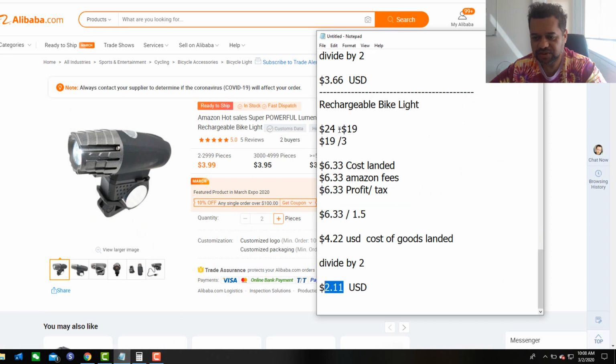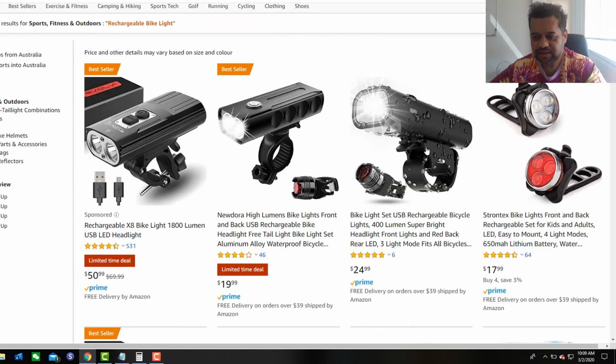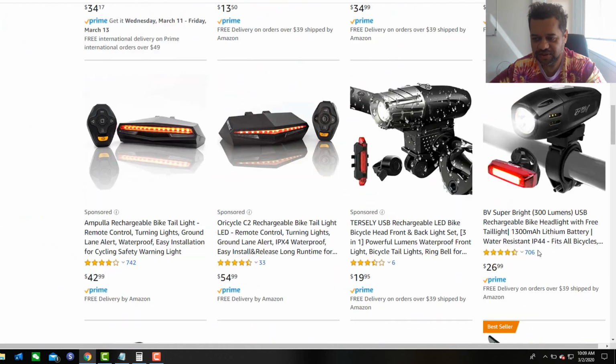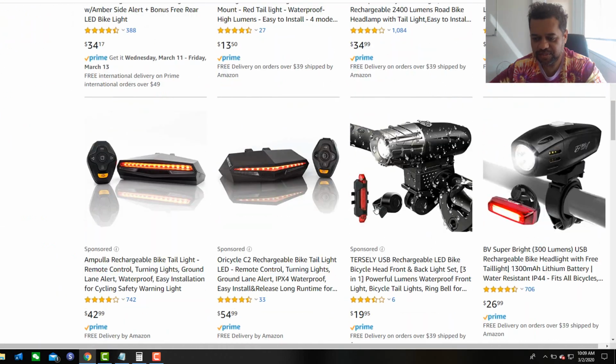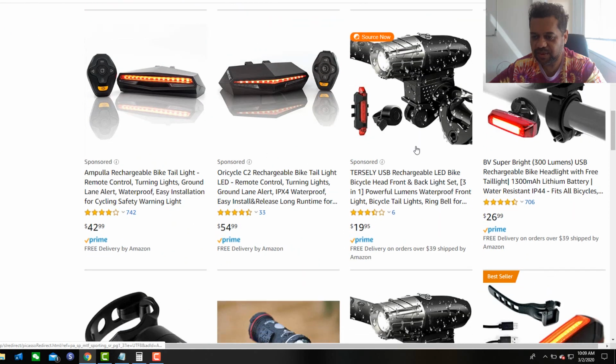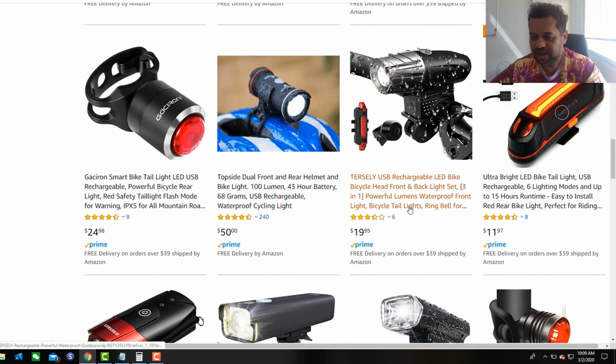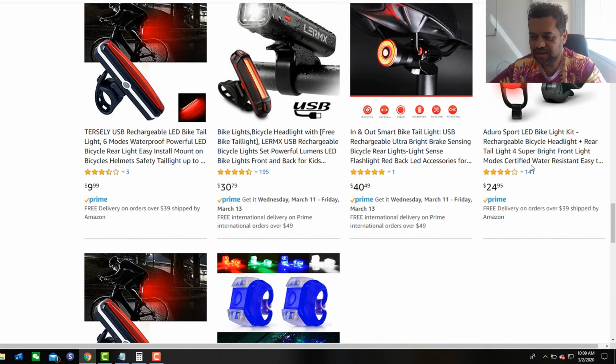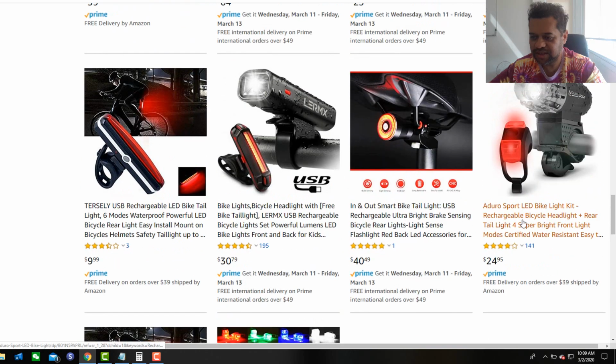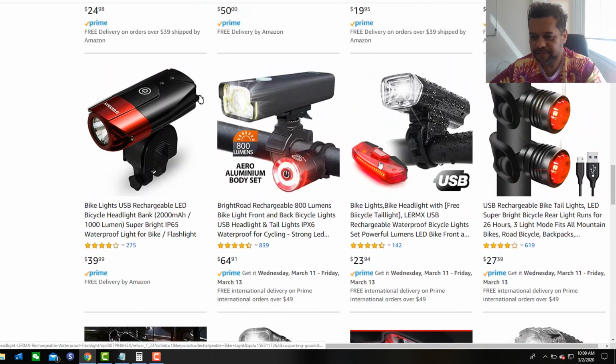We'd have to sell this for $25 to make this profitable, and even then there's already other people selling it, so that's not a good idea. We're just going to compete on price with this guy here, and that one there selling for $19, and that one down here is selling for $24. So that's ridiculous. You never compete on price.